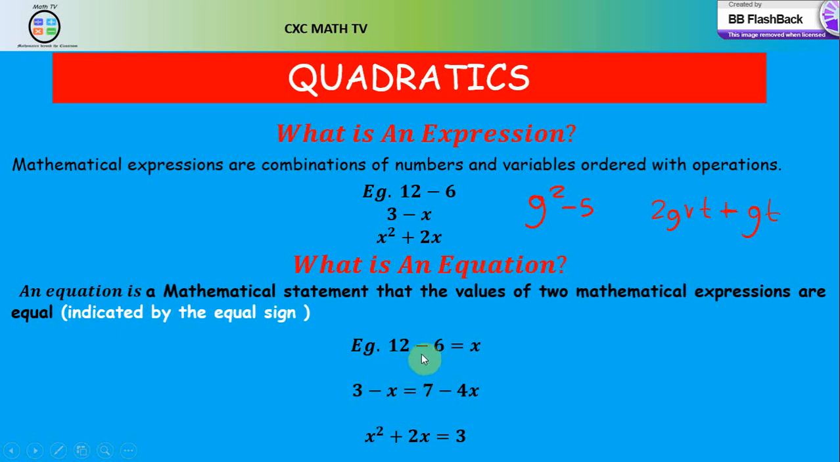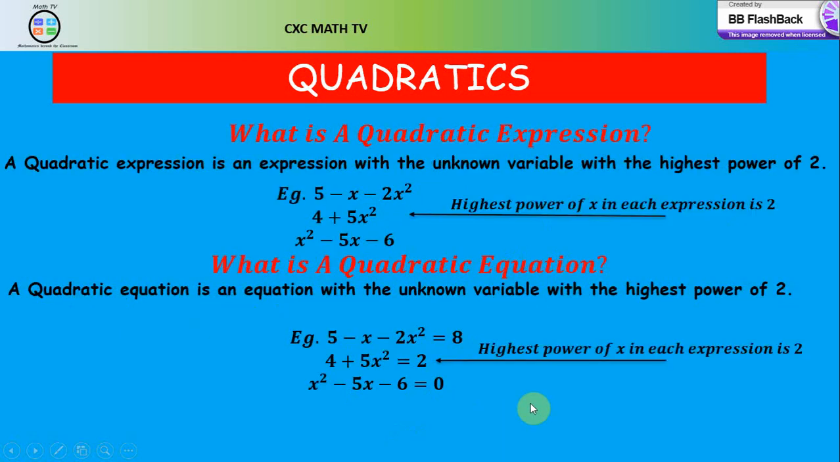Now, whenever we put the equal sign and we equate two mathematical expressions, that is known as an equation. So 12 minus 6 equals x, and that would lead us to x being 6. That's now an equation. 3 minus x equals 7 minus 4x. That's an equation. x squared plus 2x equals 3. That's an equation, because now we have two mathematical expressions being equated.